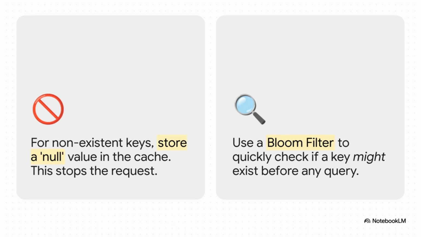The other, more advanced option is something called a Bloom filter. Think of it like a bouncer at a club with a really good memory for people who've been kicked out. It can't tell you for sure if someone is on the guest list, but it can tell you with absolute certainty if someone is not on the list, saving you from even bothering the database.